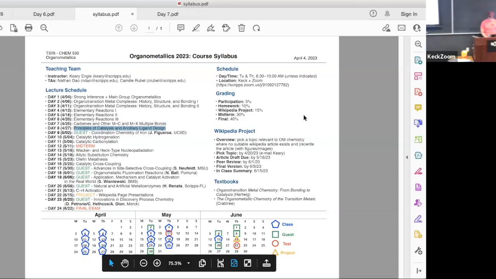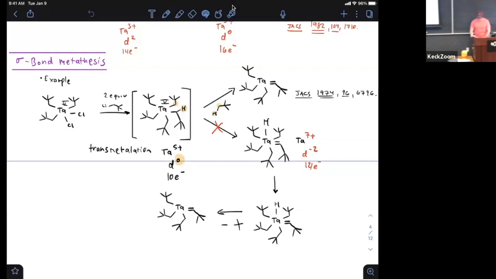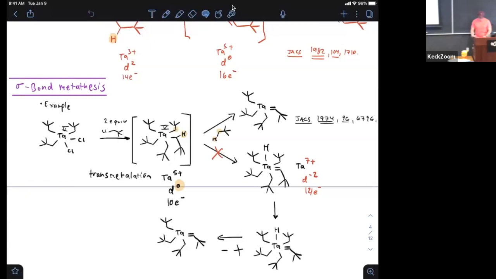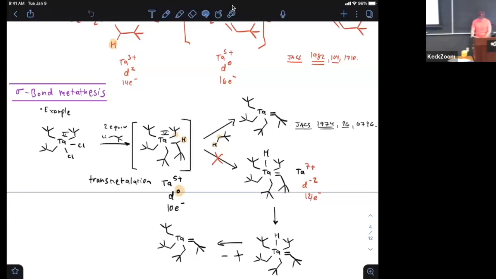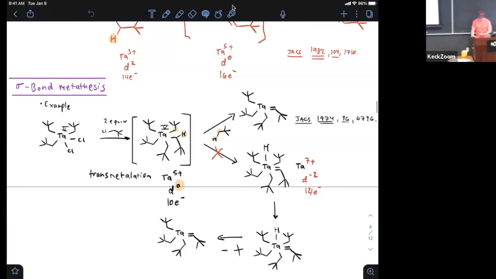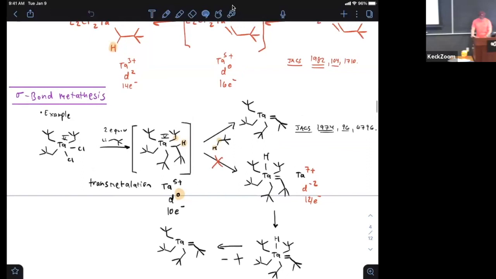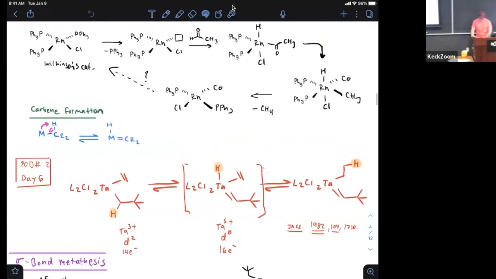Okay, picking up where we left off. We ended last class with a comparison of two sometimes related reactions, sigma bond metathesis and 1-1 migratory insertion as it pertains to carbene insertion. And there was a question that arose after class that I'll just spend 1 minute to comment on, and that will actually be directly germane to today's class.